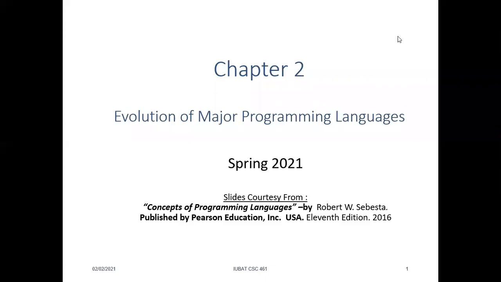Today we will start with chapter 2, that is evolution of major programming languages. In this chapter we will see how different programming languages have evolved through time, what the first programming languages looked like, what the current languages are, and what the connection is between different programming languages.